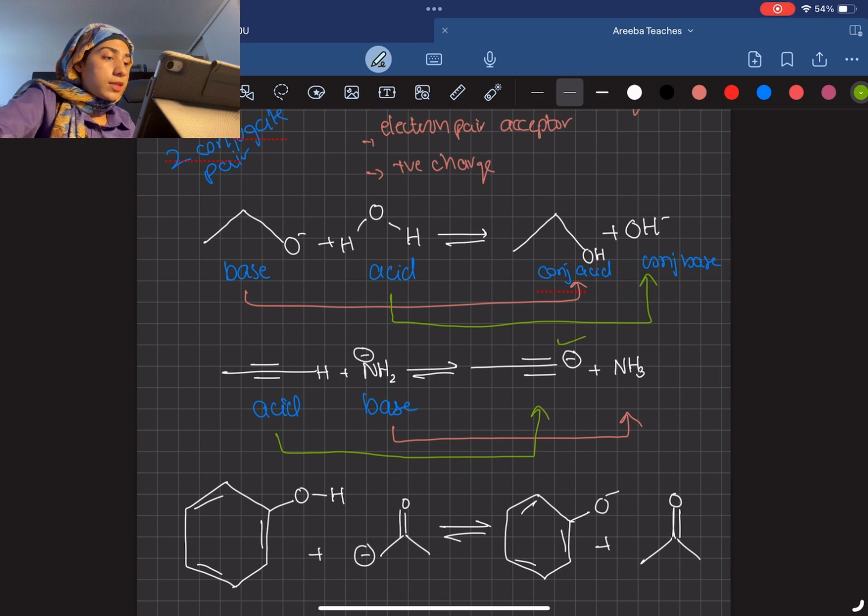Now this species is going to be called the conjugate base because it links with an acid. So you have one base and the other one is supposed to be an acid, and vice versa. And NH3 would be our conjugate acid.